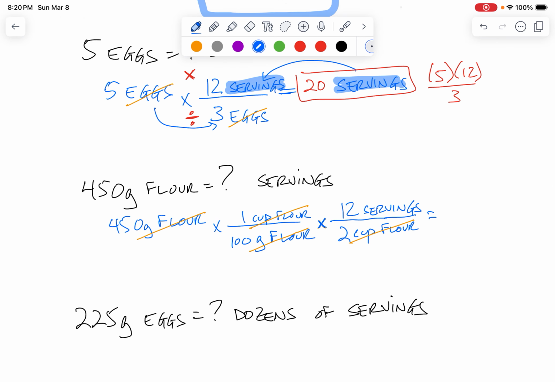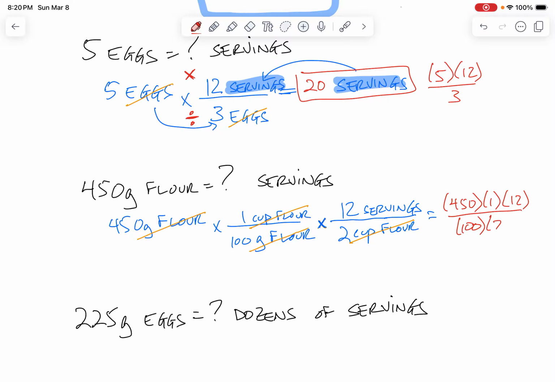So mathematically, what's going to happen, I'm going to go 450. I'm going to put the 1 in there just so I know multiplying or dividing by 1 isn't going to change anything. However, I just want to account for all the numbers that are there. So then what I would do is multiply everything in the numerator and then divide by the denominator. So I'm going to go 450 times 12 divided by 100 divided by 2. All right, and if my math is correct here, my answer would be 27 servings.